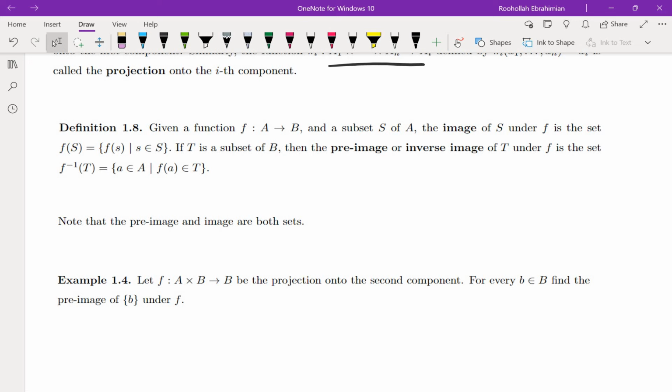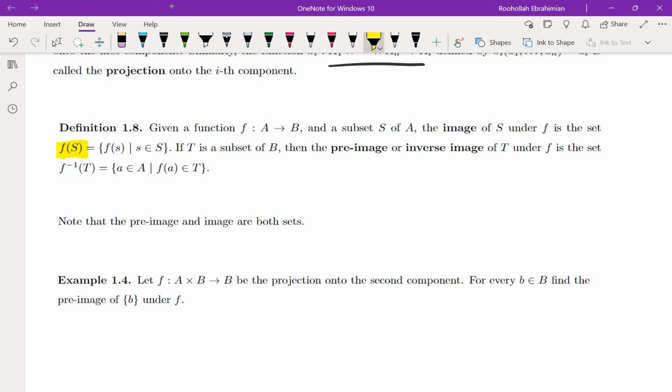Okay, so here's a definition. This is a very important definition, and based on that definition, we'll do a couple of examples. Given a function f from A to B and a subset S of A, the image of S under f is the set f of S equals {f of s : s in S}. So we take all of the elements of S, look at the image of all of those elements under f, and create a set. That set is called f of S.